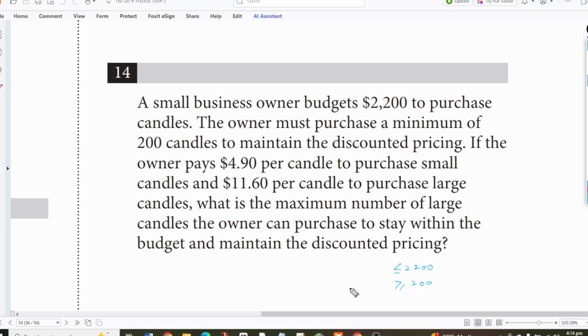So let's take small candles as x and large candles as y. So the sum of x and y should be greater than or equal to 200, and the small candle is $4.9, so it will be 4.9x, and the large candle is $11.6, so it's 11.6y. All right, let's plug these equations into the Desmos calculator.